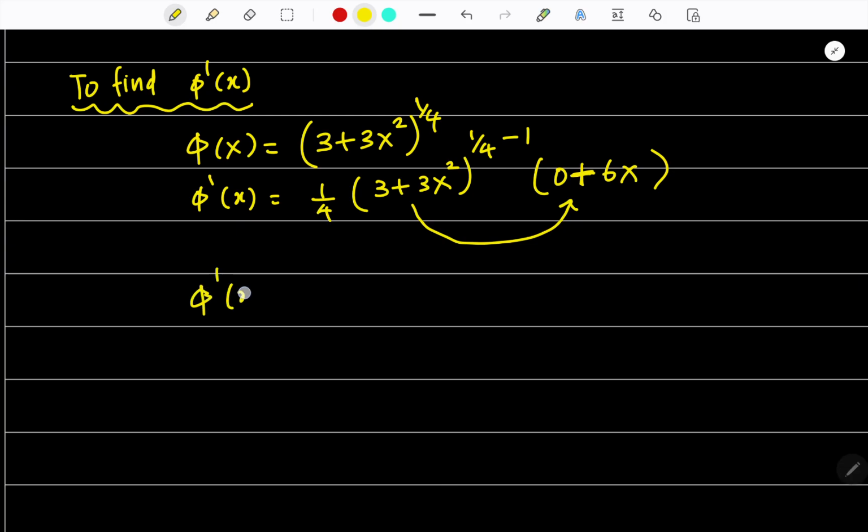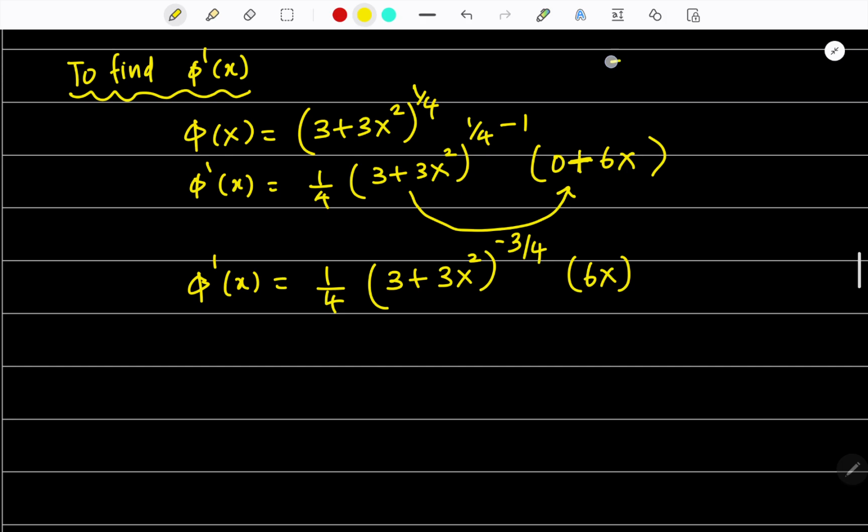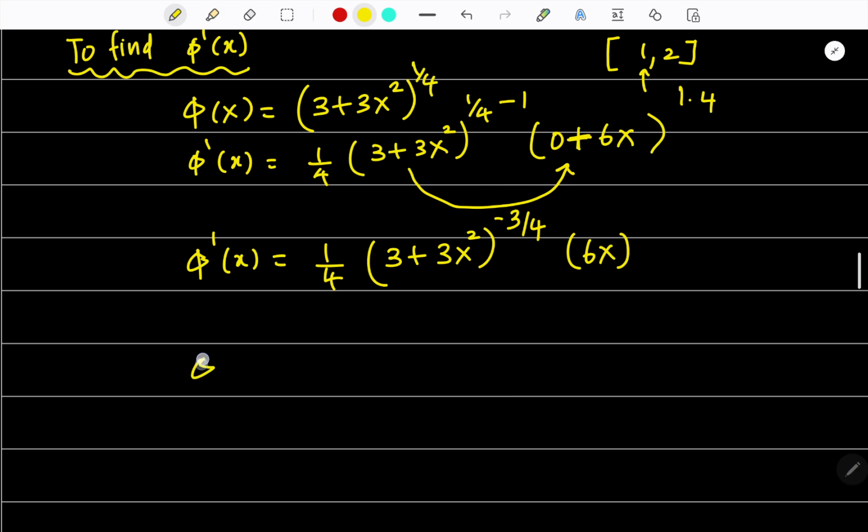So phi dash of x is equal to 1 by 4, bracket open, 3 plus 3x square, to the power 1 by 4 minus 1, so it will be minus 3 by 4, and this is 6x. Now, what is the interval given? The interval is 1, 2. So your initial approximation, you are taking 1. Take any point, for example 1.4. Now you are going to calculate phi dash of 1.4. Don't put these values directly inside the calculator, you will make mistakes. Type the expression: 1 divided by 4, bracket open.